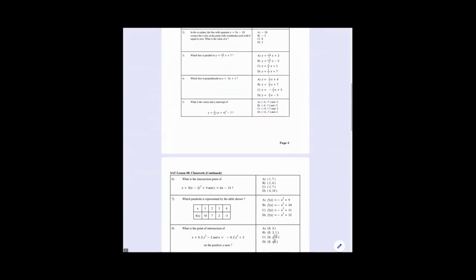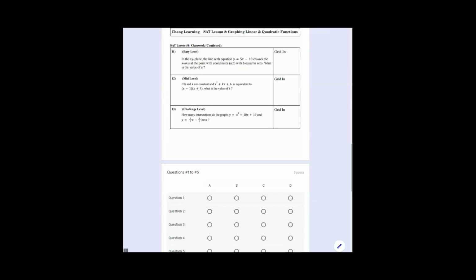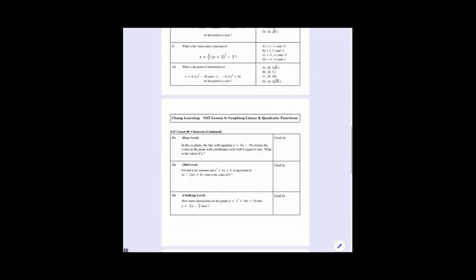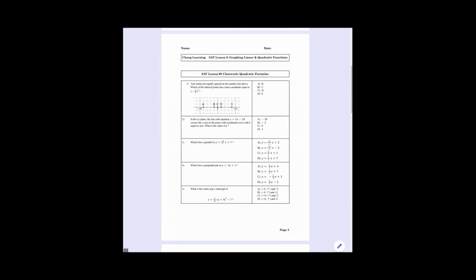Here you can see I have the classwork as 5 easy level and then mid and challenge level. And then it ends with 3 grid-in questions, which you can see here, easy, mid, and challenge level for the SAT preparation. What I'd like to do is, again, give you 15 minutes practice tonight if you'd like to work on SAT lesson number 8.